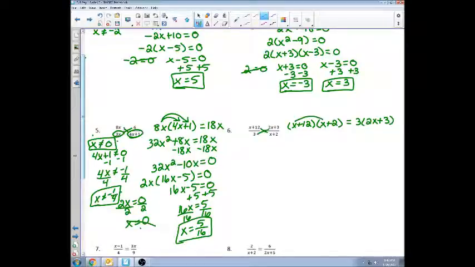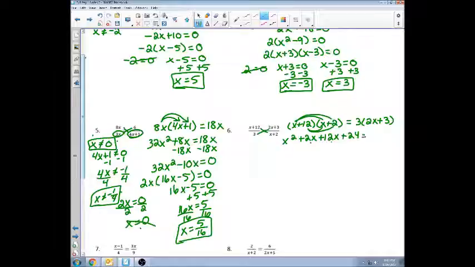X times x is x squared. X times 2 is 2x. 12 times x is 12x. And 12 times 2 is 24. You could at this point go ahead and combine like terms, the 2x and 12x, if you want.